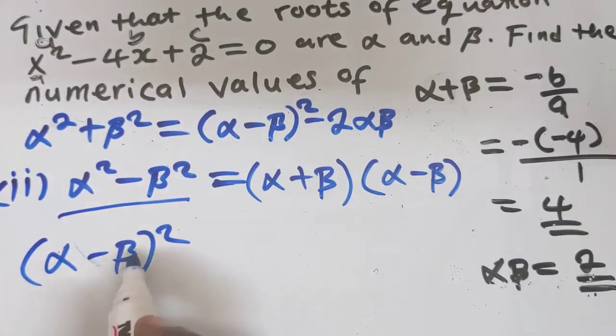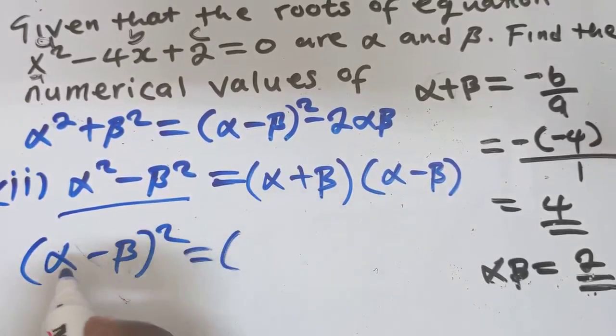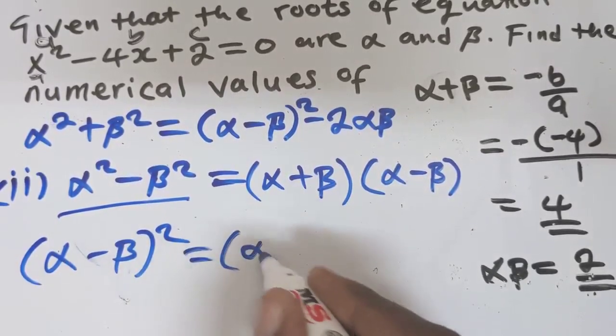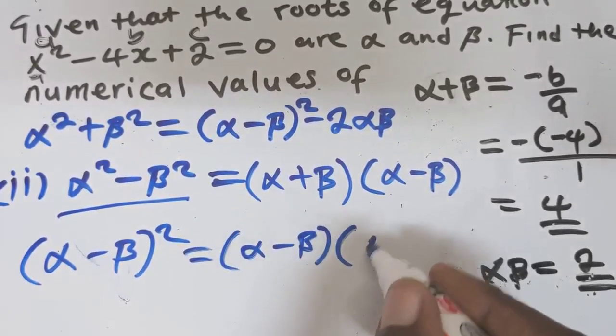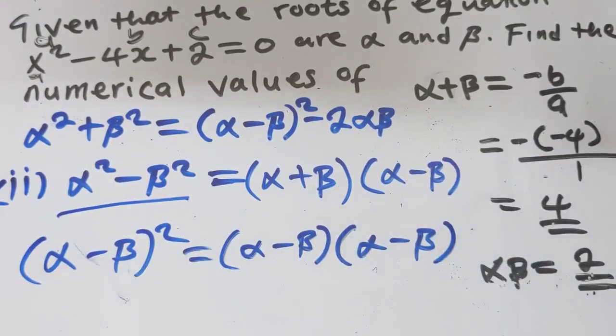Okay, but this is not the difference of two squares. If we try to expand this one, there are two of the same variables that are multiplying. So it means that there is alpha minus beta, then alpha minus beta like that. That is what it means here. So this is what to do when you are answering.